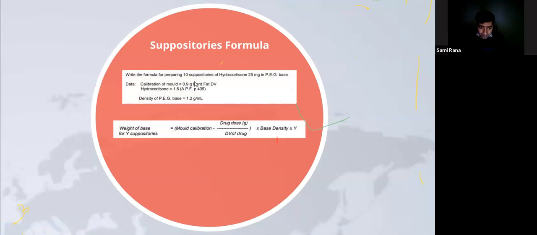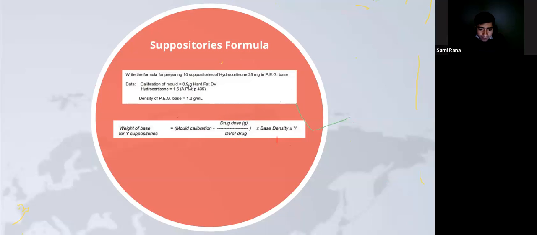For example, they are giving you 10 suppositories, so just put 10 here and 10 here in the Y number, and they are going to give us 25 mg of PEG base. So we will put this 25 here. Drug dose will always be given here. This is in mg and required is in gram. Again, take a good look at the units used in the formulas. So we will convert it into gram, write it down here, and then we have 0.9 gram of dV.